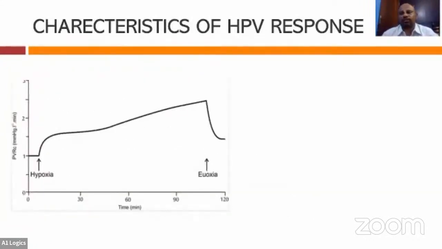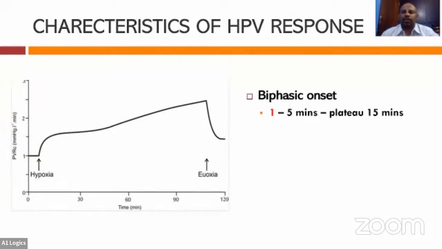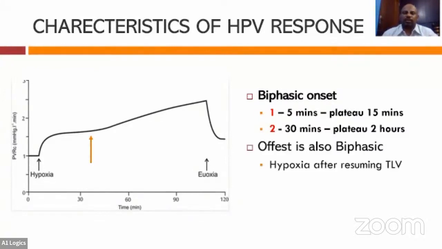So what are the characteristics of the HPV response? You can see here there is a biphasic onset. Once the hypoxia sets in, the HPV response will start in a few minutes, and in 15 minutes it will plateau. This is called the first response. Within 15 to 20 minutes, the second response will start and will plateau in 2 to 4 hours. And in this diagram, you can see that there's an offset also. When you restore euoxia, the hypoxic pulmonary response should also go down, but that does not occur. It takes some time for the HPV itself to offset, and that is the reason for hypoxia after receiving two-lung ventilation.